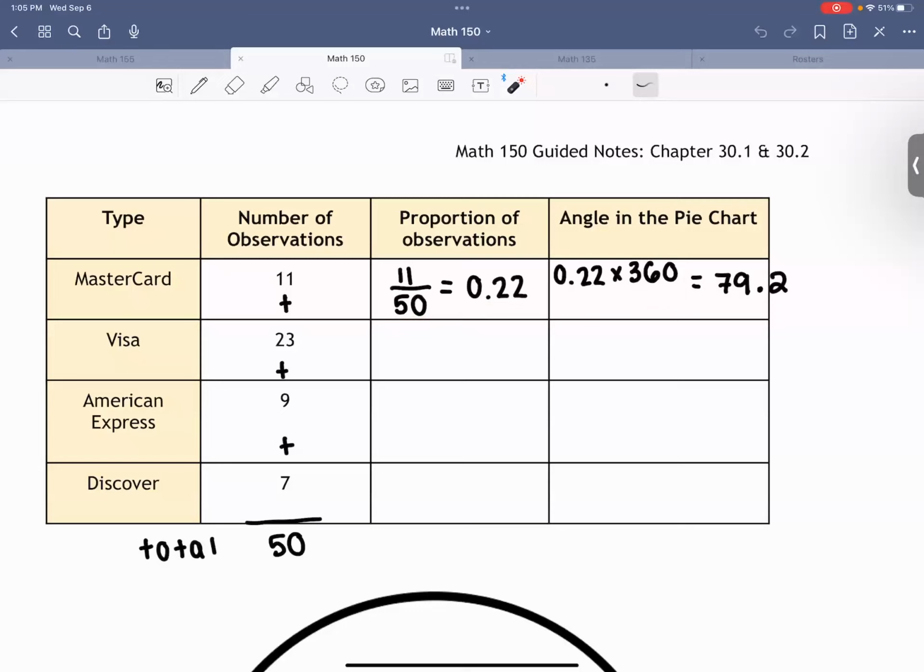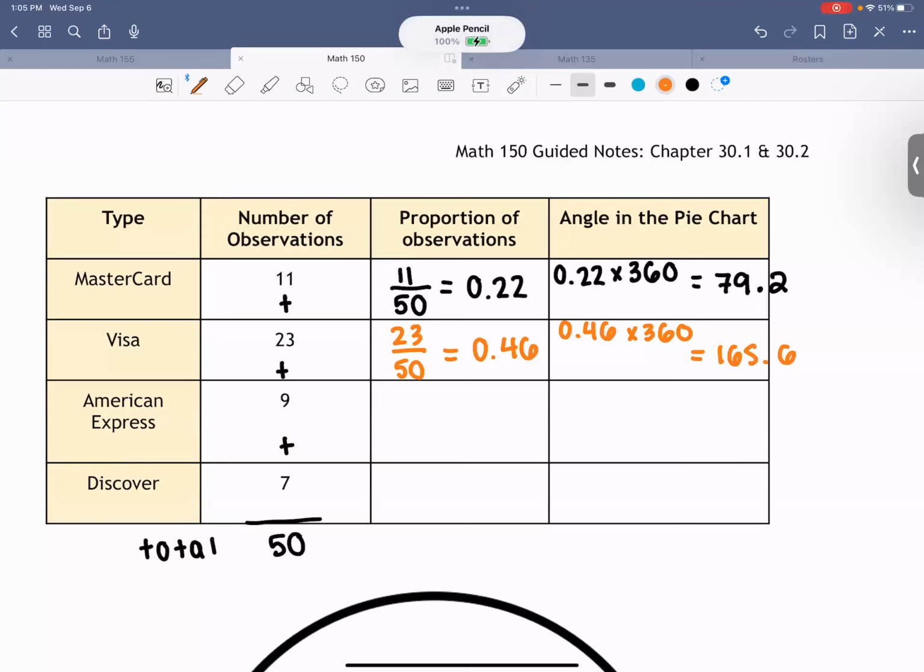Yeah, perfect, right? So if I were to do Visa, for example, for the proportion I would do 23 over 50, right? Which turns out to be 0.46. And then I would multiply that by 360 to get 165.6. And that's going to be the angle in my pie chart, okay?